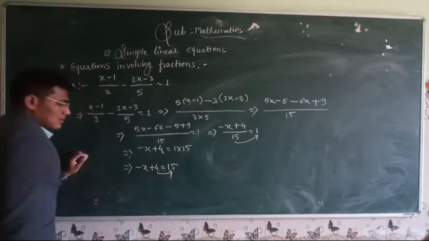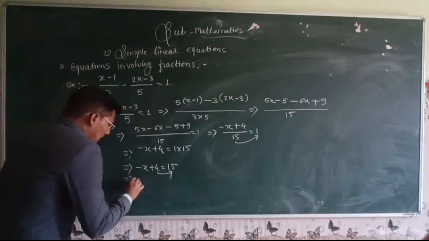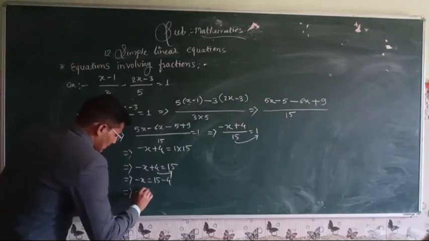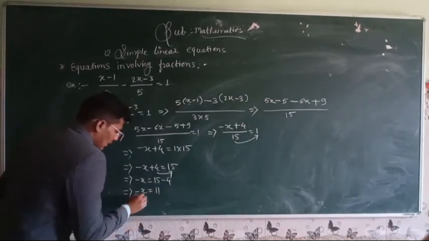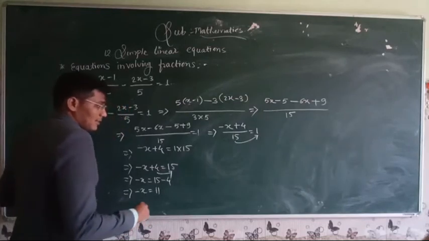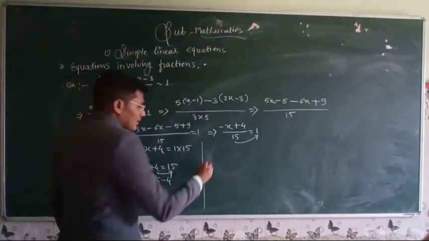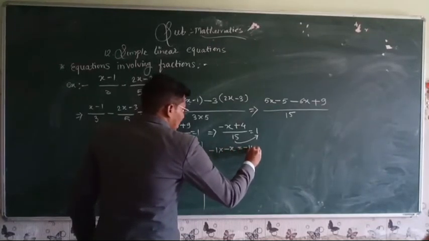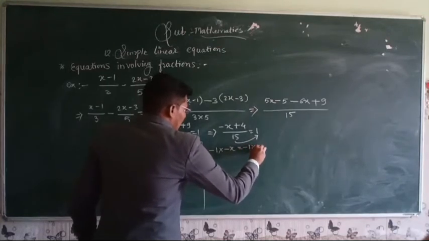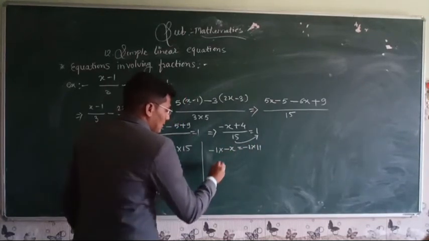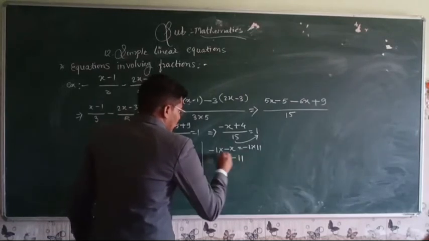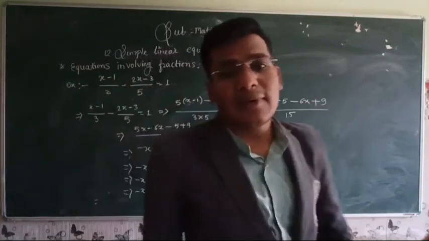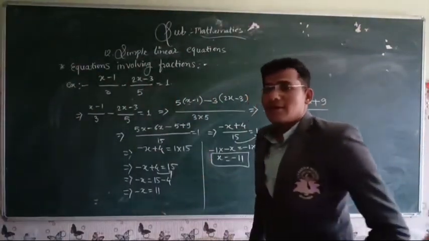This 4 will go to the RHS. Then minus x is equal to 15 minus 4, and it will be minus x is equal to 11. Now this is a minus x value, so we will multiply with minus 1. Minus 1 multiplied by minus x is equal to minus 1 multiplied by 11. Minus multiplied by minus is positive x, and it will be minus 11. So we get the answer x is equal to minus 11. And this is the way we can solve an equation involving a fraction.